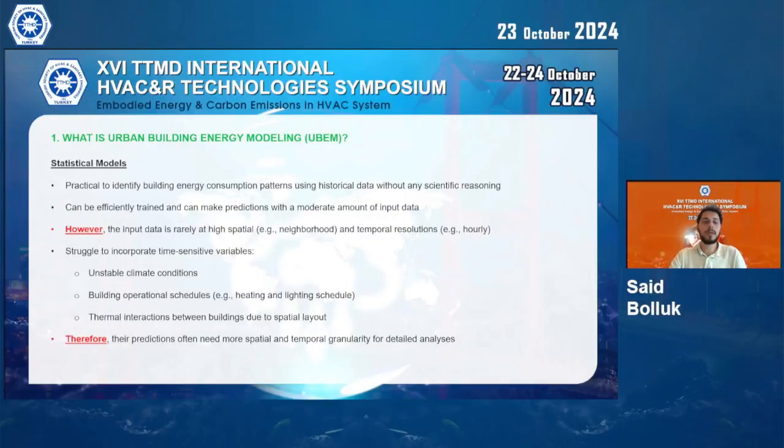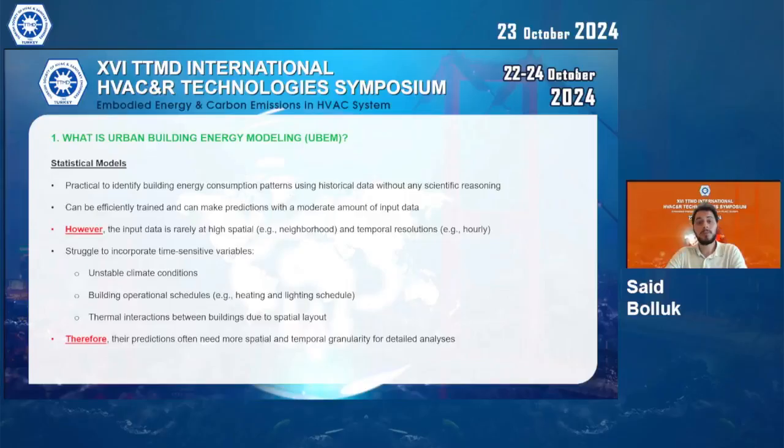Statistical models are practical to identify the building energy consumption characteristics using historical data. These models form a connection between the input and the output data without requiring any specific scientific reasoning. Therefore, they can be efficiently trained and they can provide reasonable and quick predictions using only a moderate amount of input data. However, while developing urban building energy models, we rarely find the input data in sufficient amounts at the required spatial and temporal resolution.